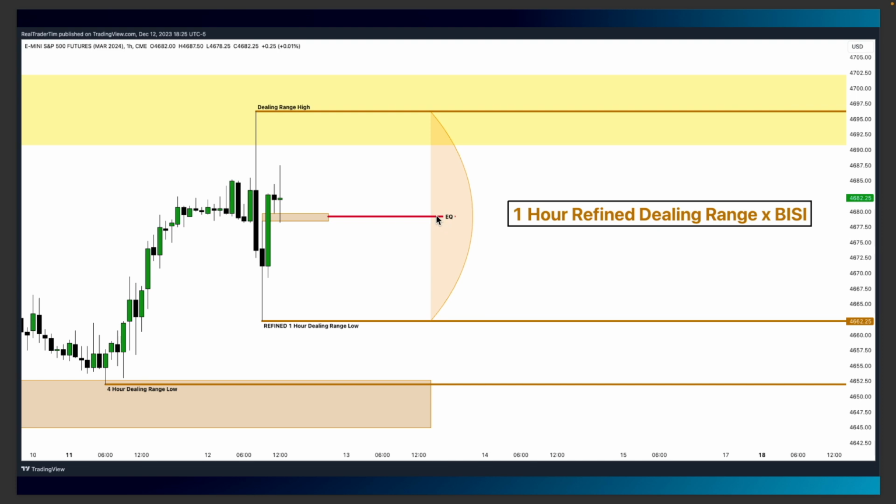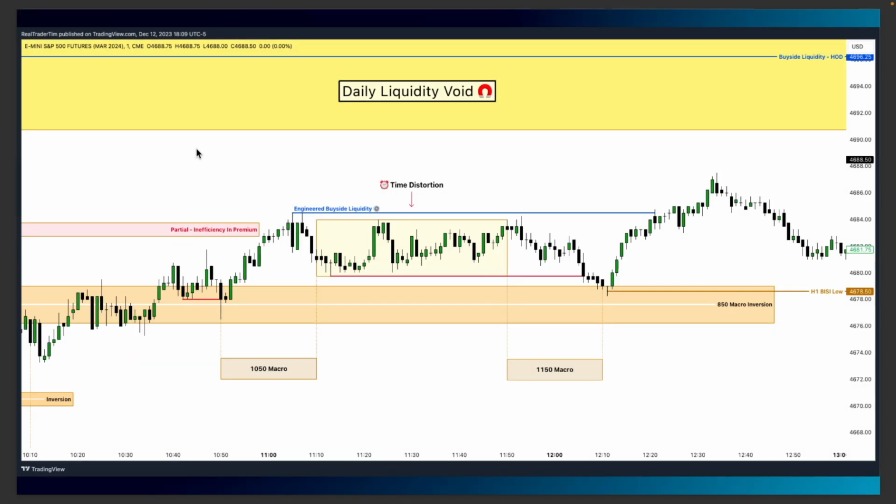So the dealing range high stays the same, but I'm refining this low. So I'm getting equilibrium from the dealing range high to the refined dealing range low on the hourly. Right here, this red line, what's right around and right below equilibrium? This fair value gap. So keep this in mind when I'm referring to it on the next slide. And now we are back down to the 1 minute chart. So we still haven't gotten our targets, the high from the CPI release and the high of the daily liquidity void. This, look here, is that 850 macro inversion.